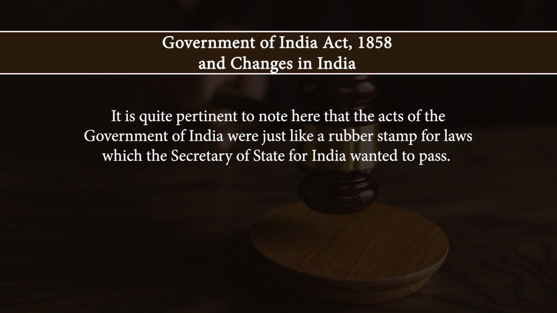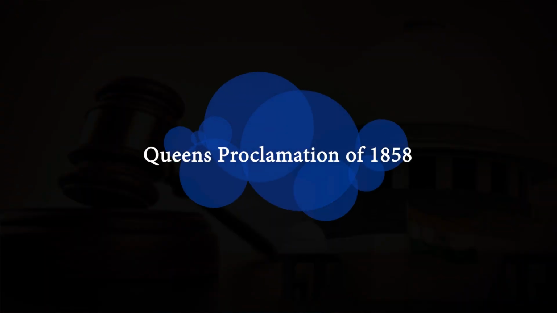It is quite pertinent to note here that the acts of the Government of India were just like a rubber stamp for the laws which the Secretary of State for India wanted to pass. Now, during this process, there was the Queen's Proclamation of 1858. The proclamation was made by the Queen in order to calm down the Indians who had revolted against many such acts of the Britishers. It was declared in the proclamation that a new government would be for the welfare of Indians without any discrimination on the grounds of religion or race.